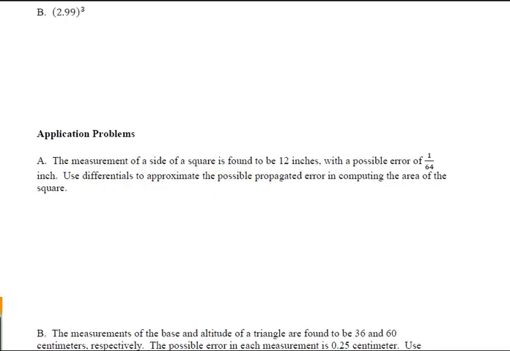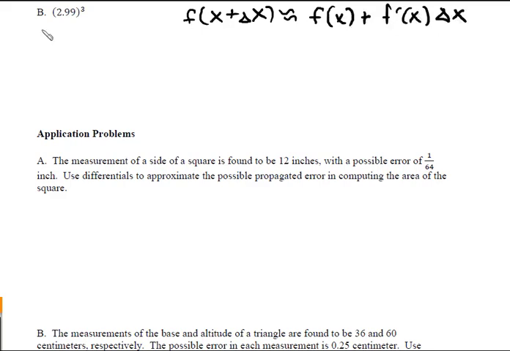In this video, we're actually going to start on page 139. So we're actually going to use differentials to approximate 2.99 to the third. So this is actually the same procedure as in the last problem. We're going to find f of x plus delta x, which is approximately f of x plus f prime of x times delta x. So we need an f of x. And this looks like we're just cubing a number. So I'm going to make that x cubed. And then we need the derivative. So that derivative is 3x squared.